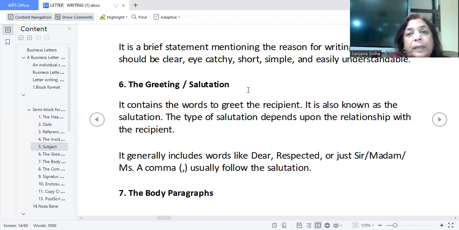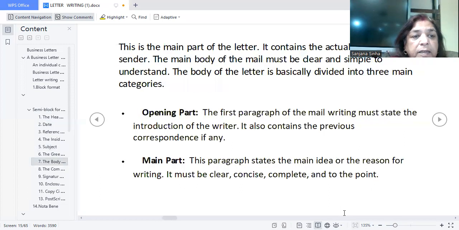The seventh is the body paragraph. You must remember there are three parts of a body paragraph: the introductory part, the main part, and then the concluding part. The first is the opening part. This is the main part of the letter. It contains the actual message of the sender. It means your name, and you are introducing yourself.